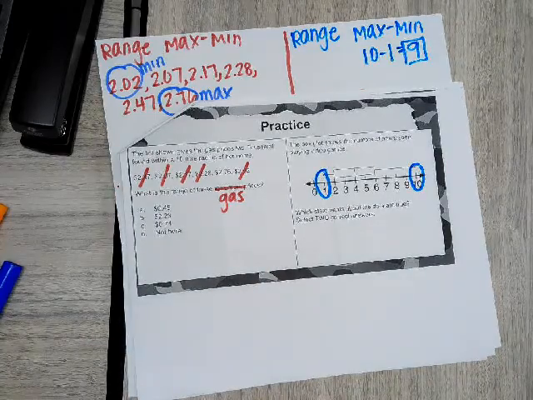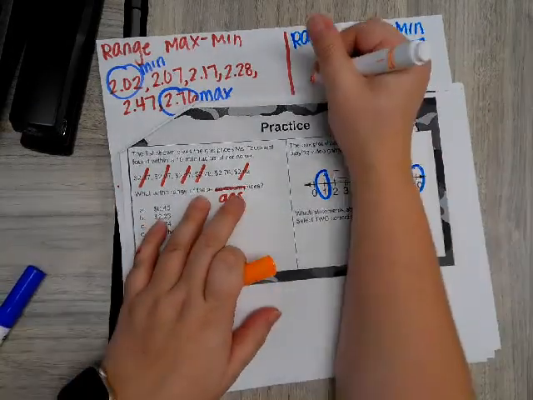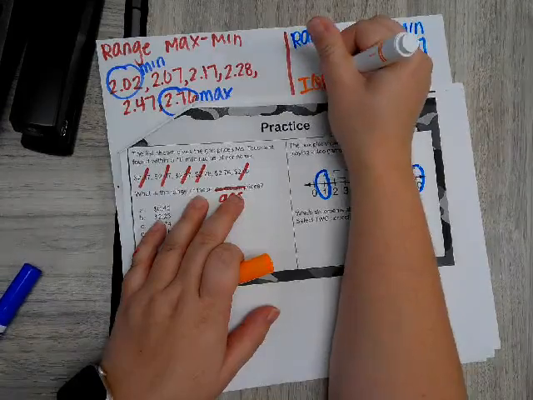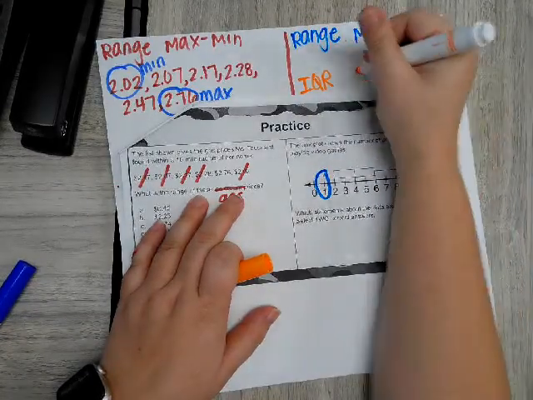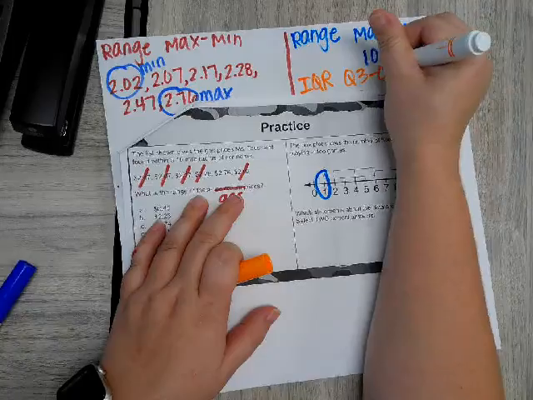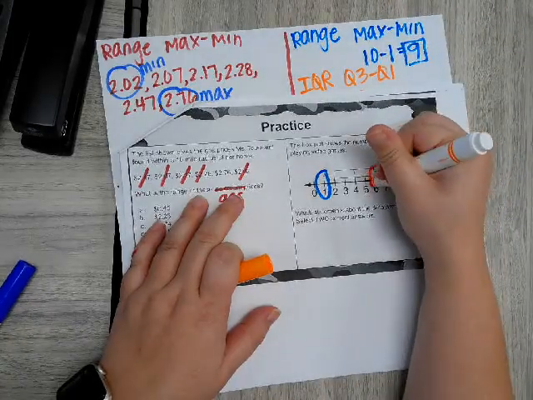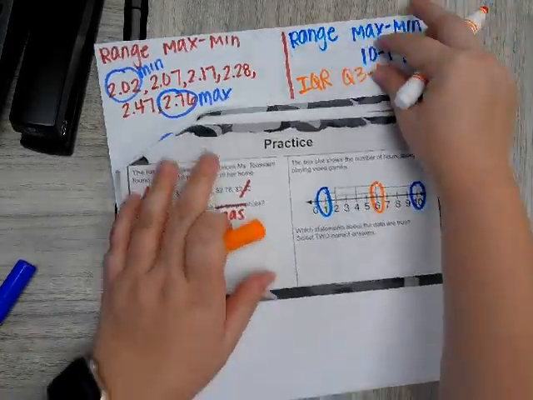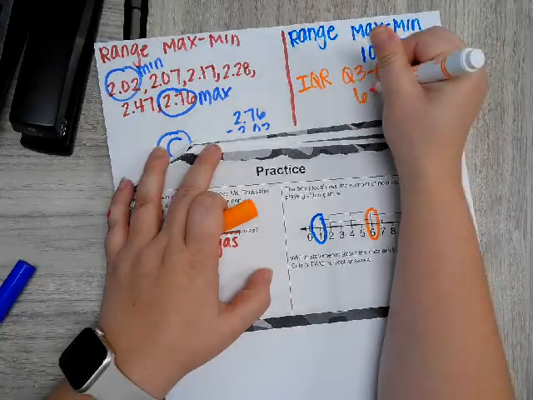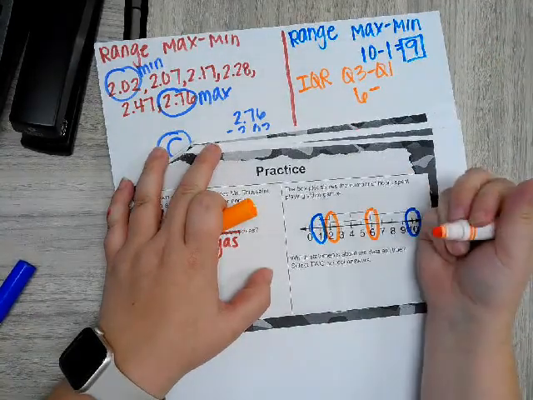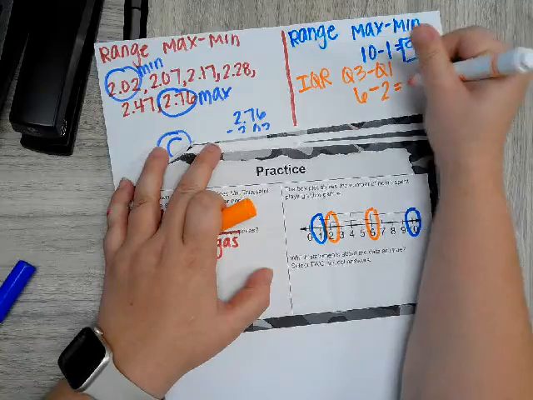What would be my interquartile range? Remember, that's my Q3 minus my Q1. So my Q3, my upper quartile is 6. My lower quartile, my Q1 is 2. So 6 minus 2 gets me 4.